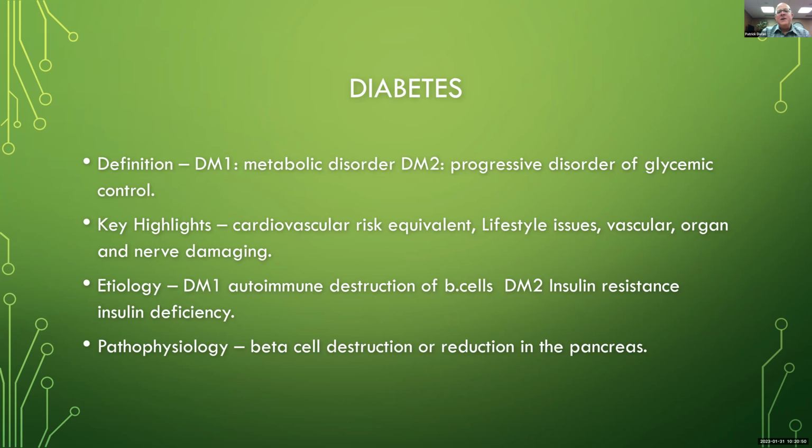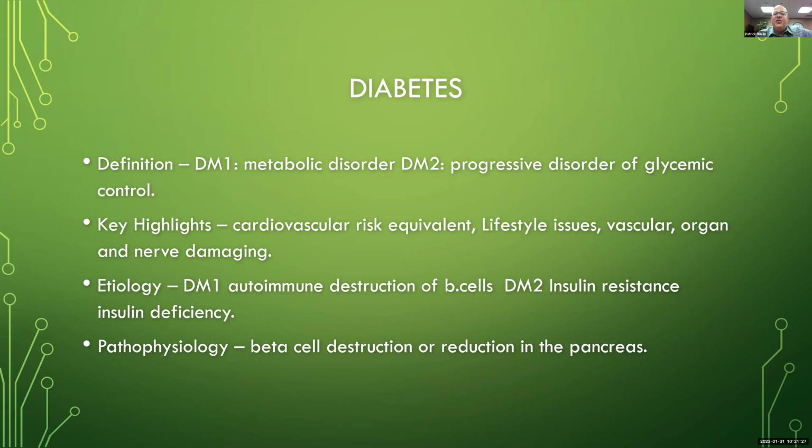Diabetes, we have DM1. So this is number 3. We have DM2, right? So DM1 is a metabolic disorder, can't make insulin. DM2, a progressive disorder of glycemic control, can be reduced insulin production in the pancreas, or it can be obesity, right? Insulin resistance. Okay. Key highlight here is that this is a cardiovascular risk equivalent. These people are set up to have strokes and heart attacks like no other.